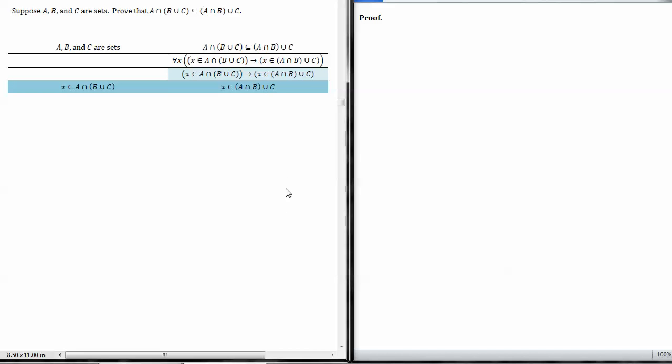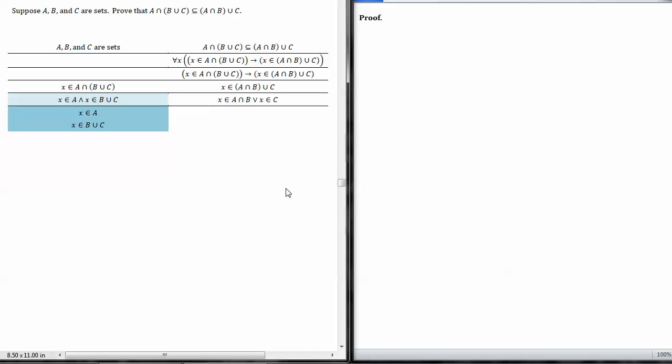And now we're going to need to use some definitions to break this down further. If we start with this one, x in the intersection of A and B union C means that x is in A and x is in B union C. And on the other side we have a union, which means that x is in A intersect B or x is in C. So there's where our disjunction comes from, a union. And alright, well, for our conjunction we can just take that as 2 separate givens.